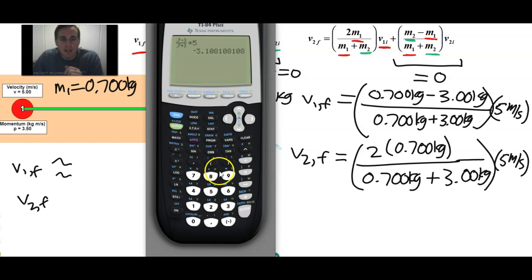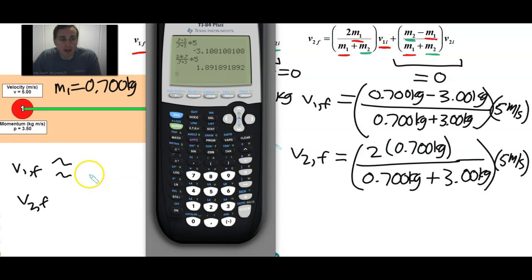Then I'll use second entry, or I could use the up button to enter this because the next expression is very, very similar. But what I want to do is I only want to change this minus 3 and get rid of that. I'll keep the 0.7, and then I'll do second insert mode 2 times 0.7. And then hopefully this is correct. Let's do enter. And then we have 1.89 meters per second.